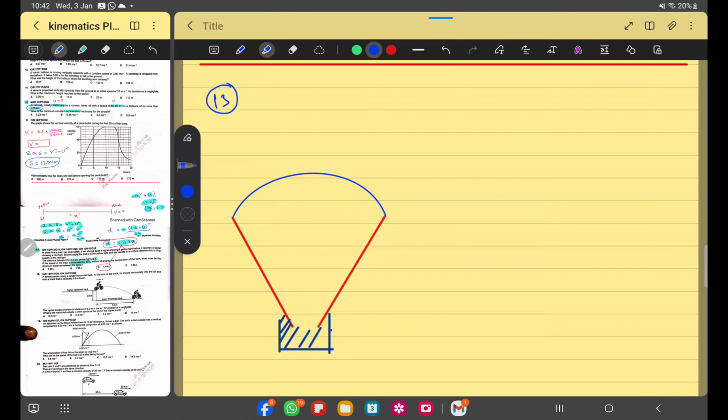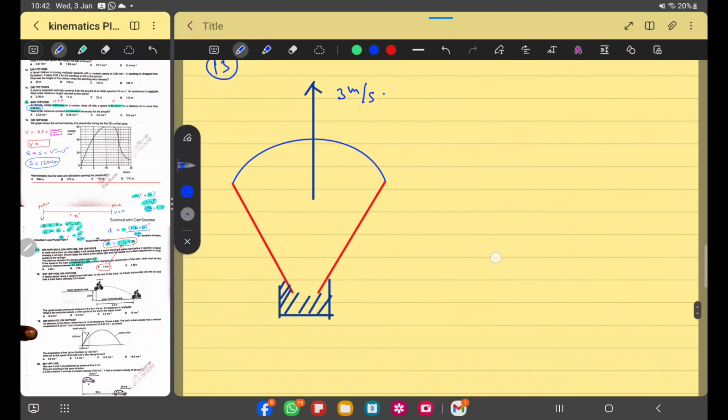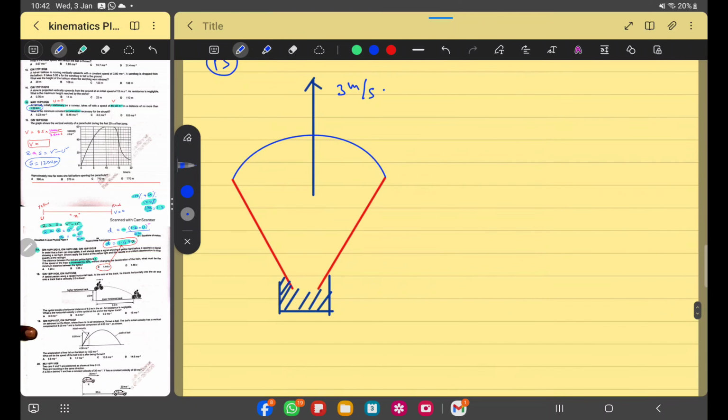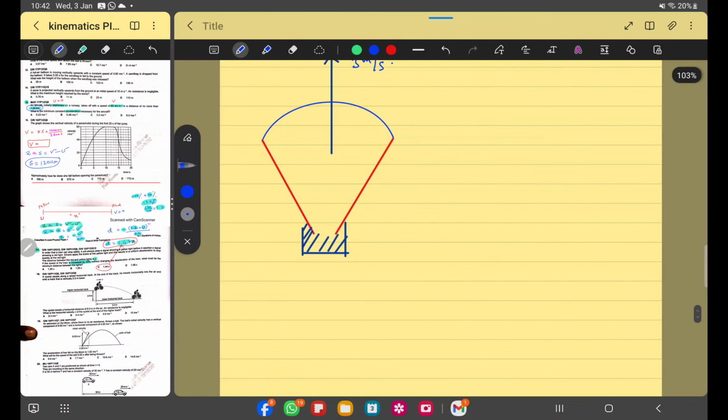Okay, but this hot air balloon is moving upward. It is moving upward, and its velocity is 3 meter per second. Acha beta, if this balloon is not moving upward, if the balloon is stationary, and you drop an object from the balloon, then the object will move downward.